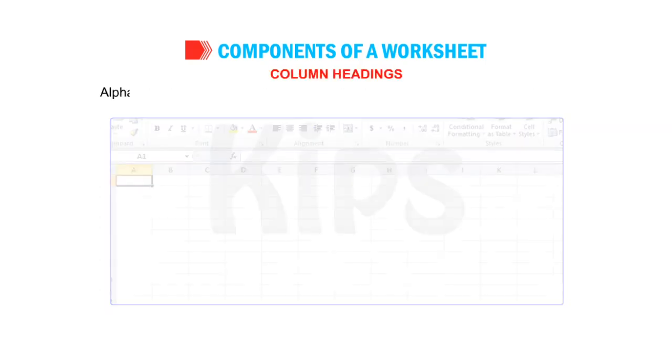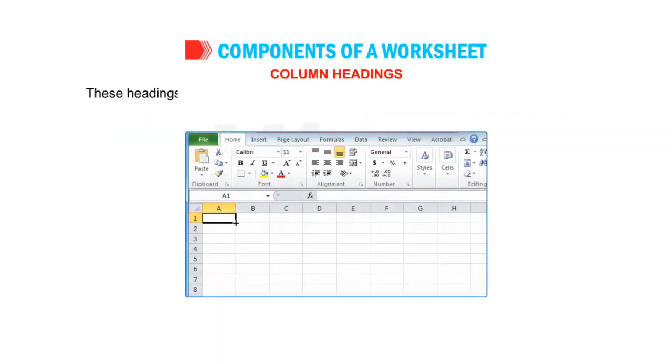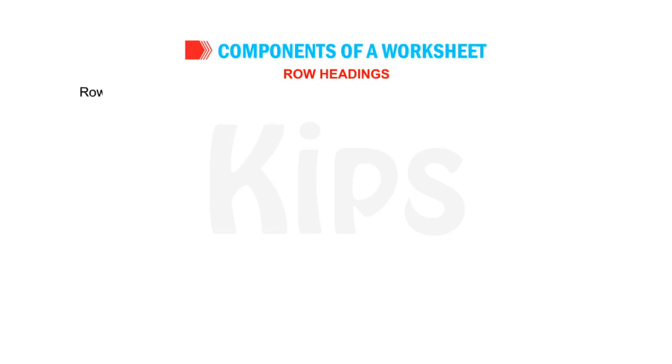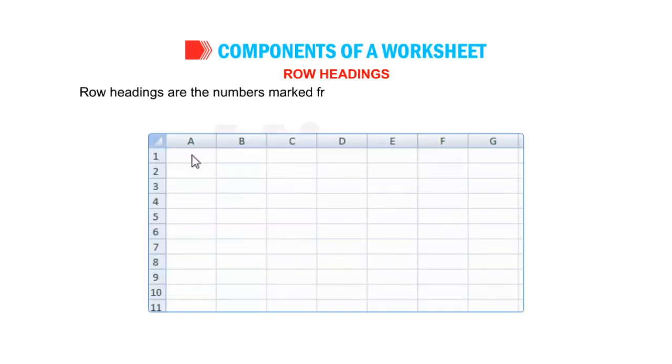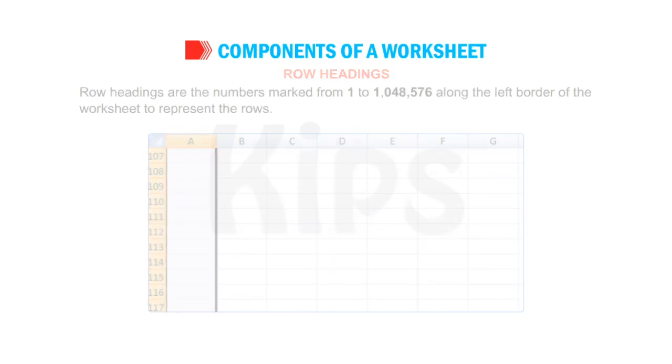Column heading. Alphabets across the top border of each worksheet are called column headings. These headings identify columns with letters A to Z, AA through AZ, and up to XFD for a total of 16,384 columns. Row headings. Row headings are the numbers marked from 1 to 1,048,576 along the left border of the worksheet to represent the rows.